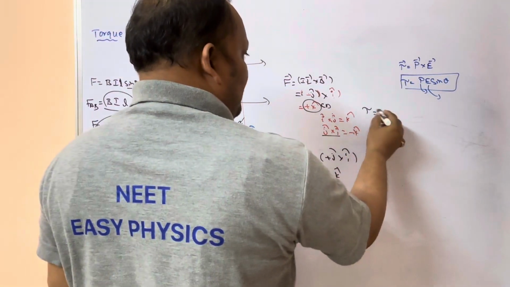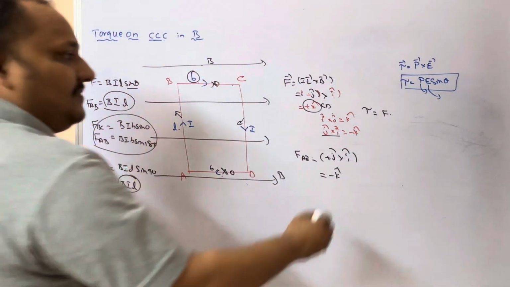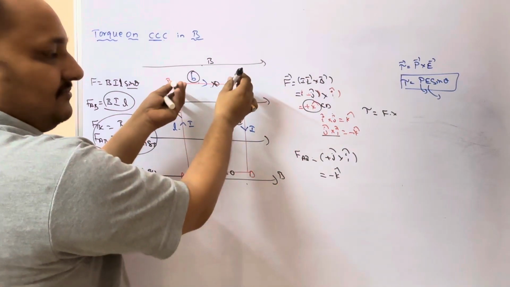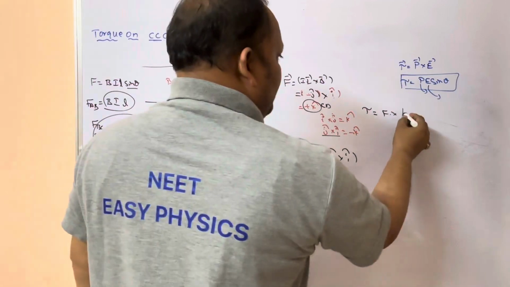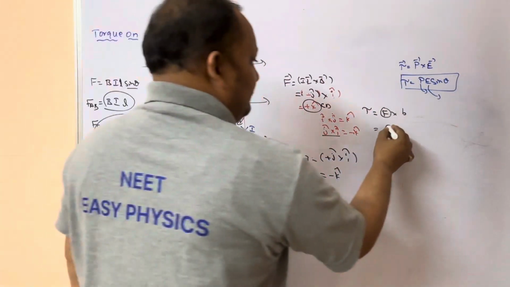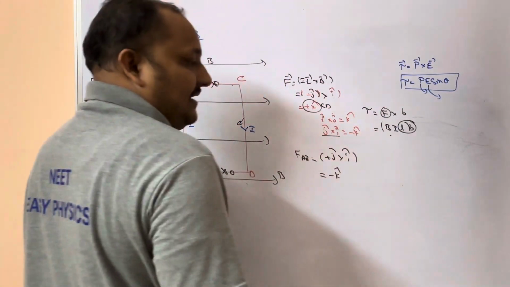Now the turning effect produced by a single force is force into perpendicular distance. What is that perpendicular distance? One force is upwards, one force is inside. So between these two, what is the perpendicular distance? B. Now what is F? BIL. So BIL into B. Length into breadth, we will say area.